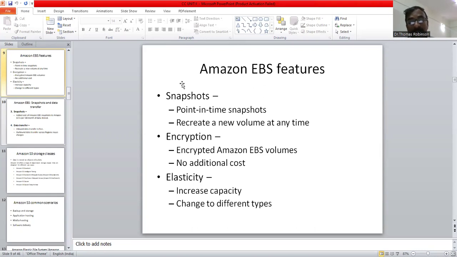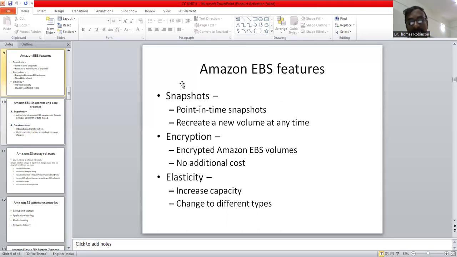The second one is encryption. With an encrypted Amazon EBS volume, it will automatically encrypt the data, whether it is at rest or in transfer. For the encryption technology, Amazon is not charging. There is no additional cost. That means it's not charging for that particular encryption technology for the safety of our data.